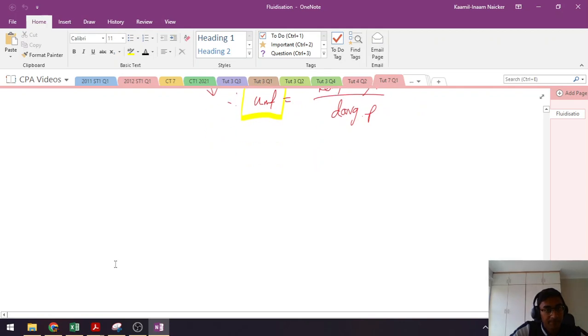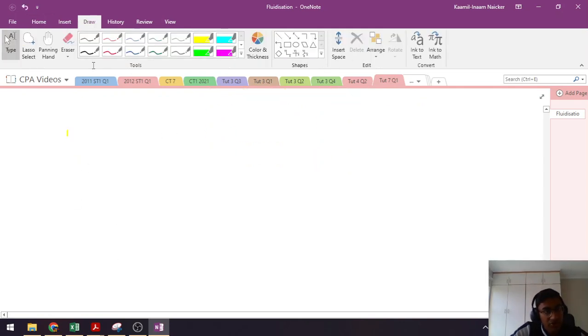Now let's talk about the UT, or the transfer velocity. So the transfer velocity can be calculated using the Schiller equation.